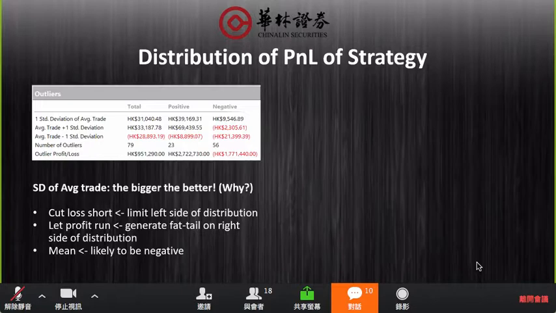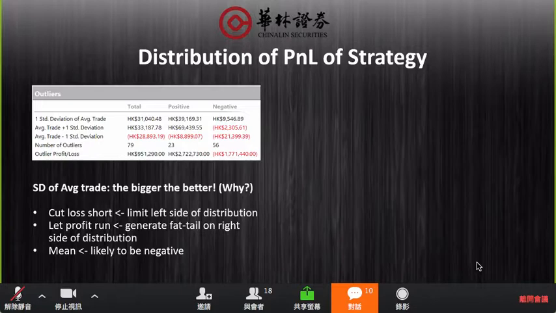On the left-hand side would be our loss and the right-hand side would be our profit. On the left-hand side, we're trying to limit our P&L, the loss per trade. So within the money-losing side, you would expect the standard deviation to be very small, right? Because every time a loss occurs, you expect to end the trade within your acceptable level of loss. So that's why you set a stop loss, all right?